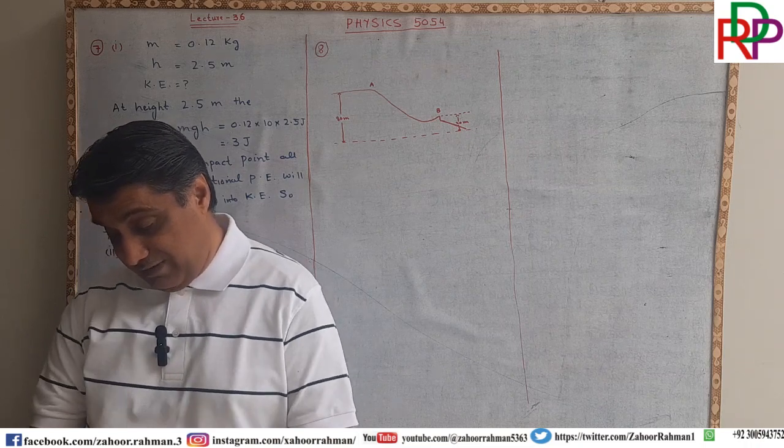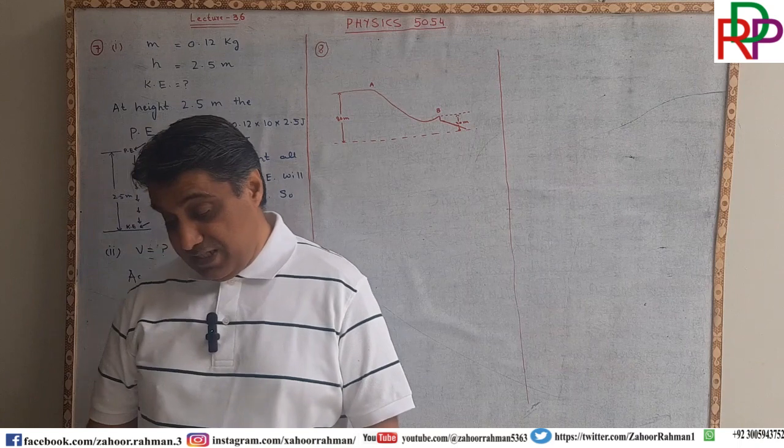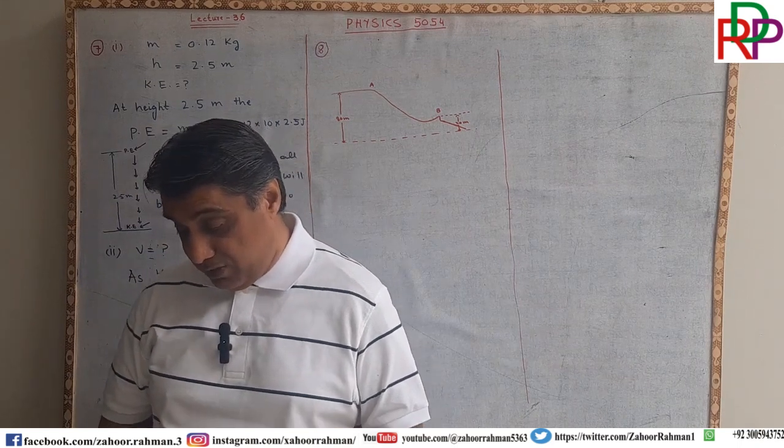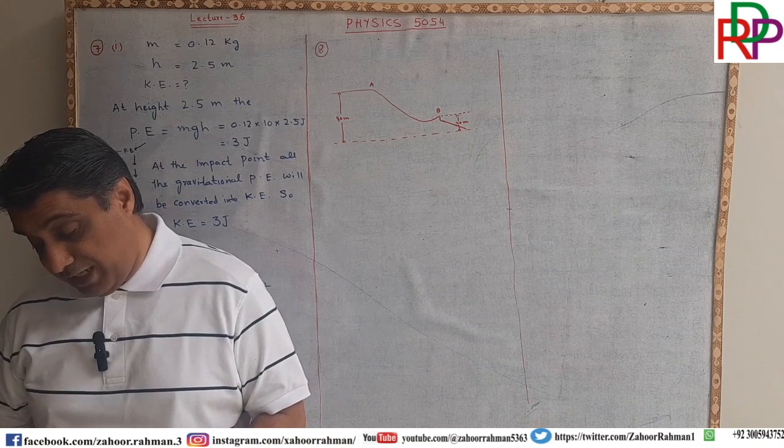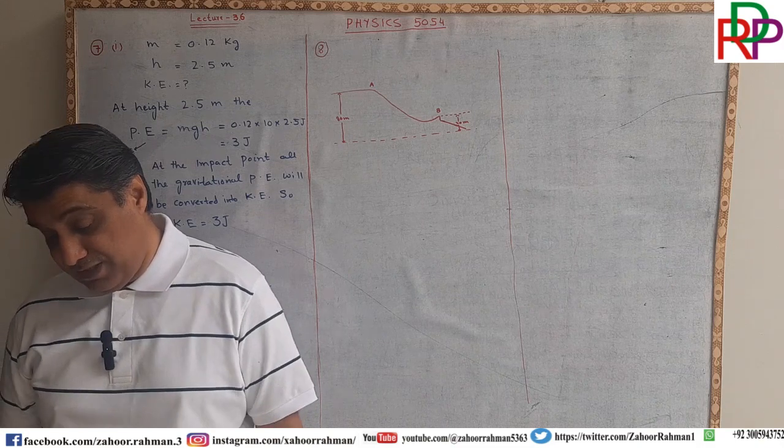Part 3 in the 7th question: give one reason why the ball rebounds to a height of less than 2.5 meter above the ground.